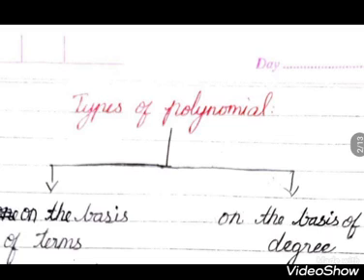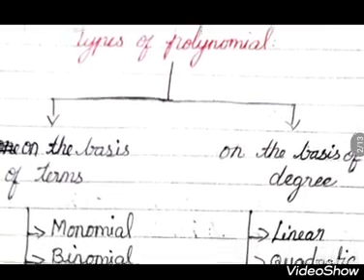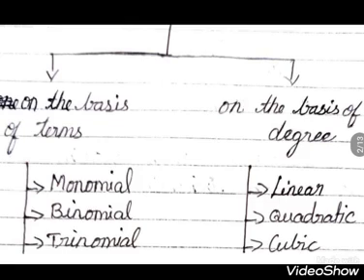So types of polynomial. It can be classified into two types. One is on the basis of terms and the other on the basis of degree. So this is the basic classification. Under the basis of terms and the basis of degree, there are three classifications each. On the basis of terms, we take monomial, binomial, trinomial. On the basis of degree, linear, quadratic, cubic, in the order of 1, 2, 3. So degree in the sense, what is meant by degree? I will explain briefly as follows.